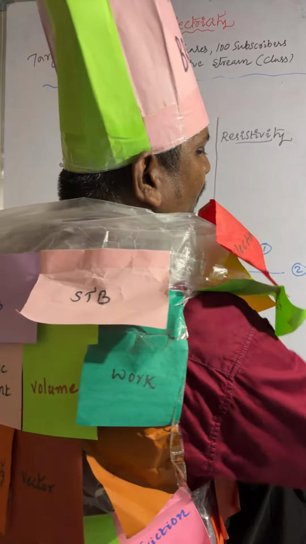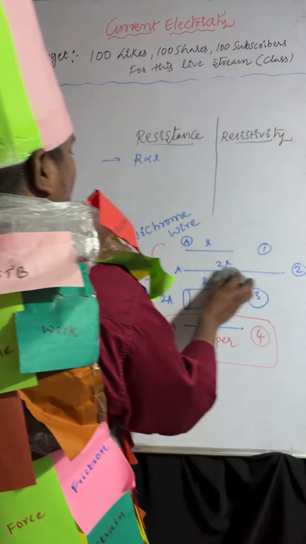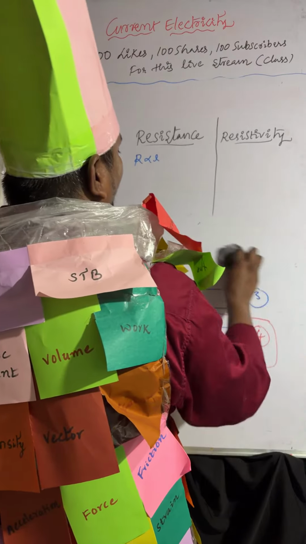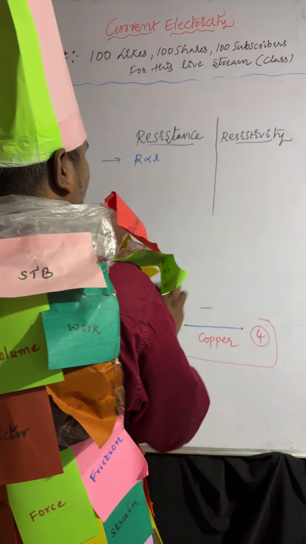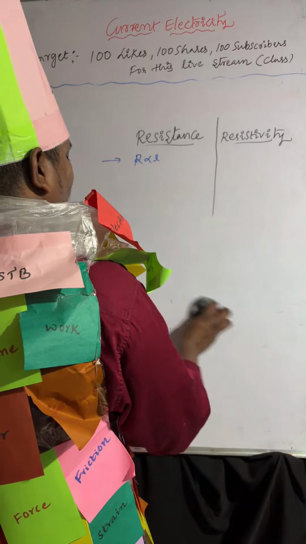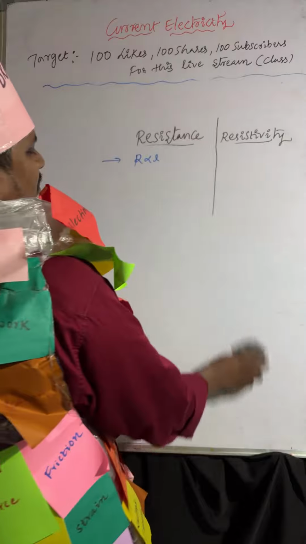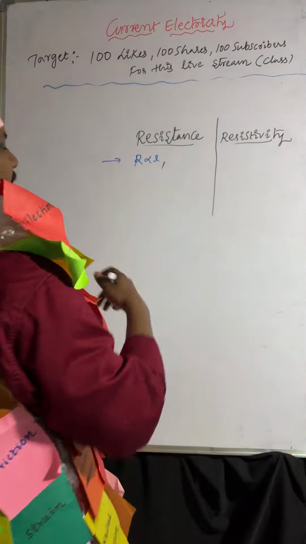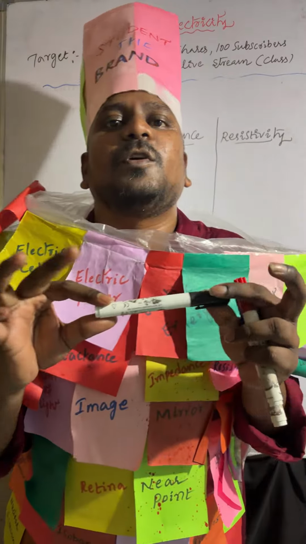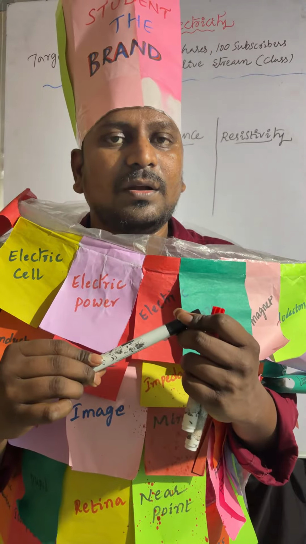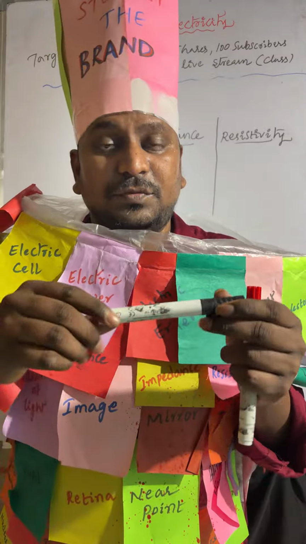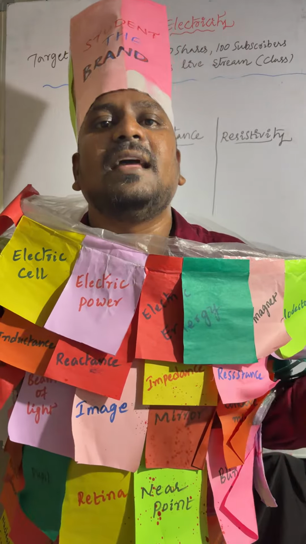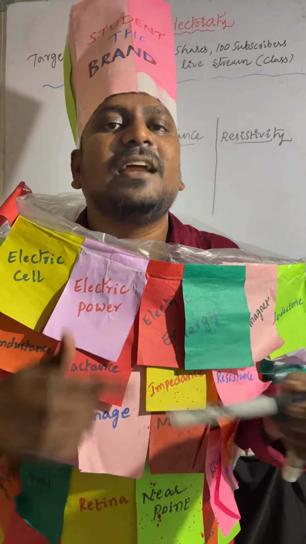By observing all these 4 cases, the reading of the ammeter in the 4 cases, we can conclude and represent that R is directly proportional to L, meaning resistance is directly proportional to the length of the conductor. If the length is small, the resistance is less. If you increase it to twice, then the resistance also increases. If you increase the length still further, resistance increases. So it's directly proportional.